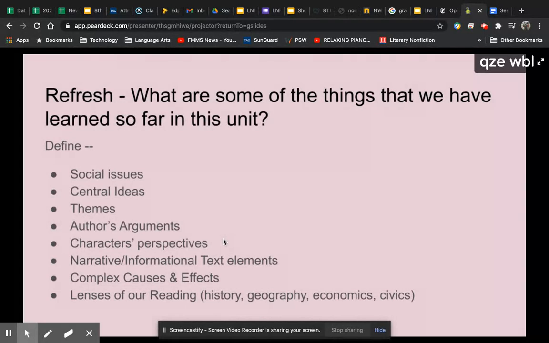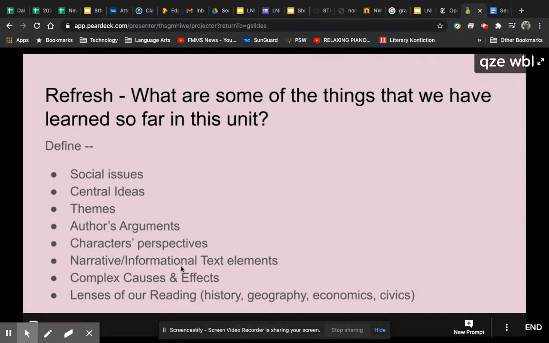Character's perspective. Sometimes the character's perspective and author's argument are the same if you're reading a memoir. So if you read A Child Called It, or The Glass Castle, or Bad Boy, those are all memoirs. So the author's argument and the main character's perspective are the same in those because the author is the main character. Okay. But the character's perspective is going to differ than a minor character in the story.